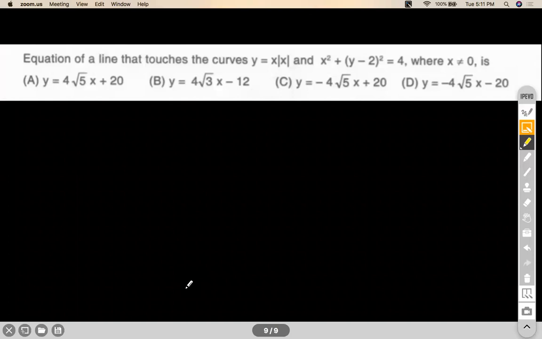Okay, so here is a question. Equation of a line that touches the curve y is equal to x mod x and x square plus (y minus 2) the whole square equal to 4 is.